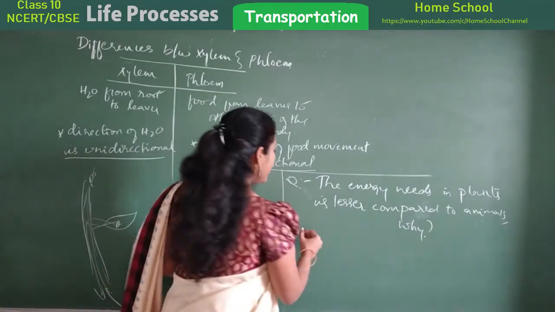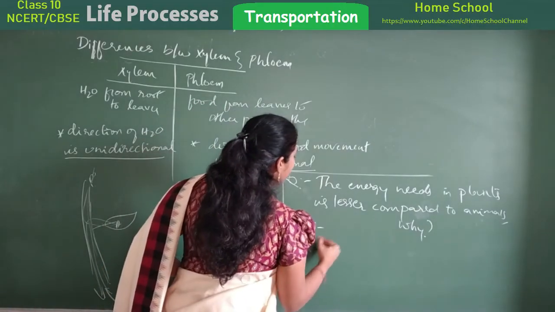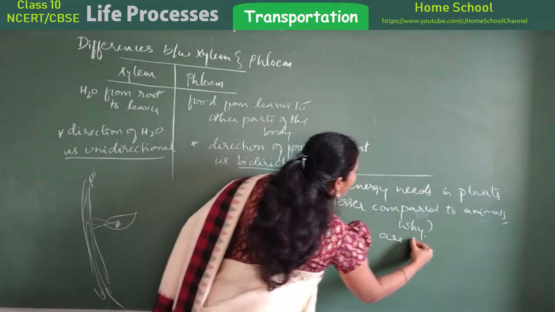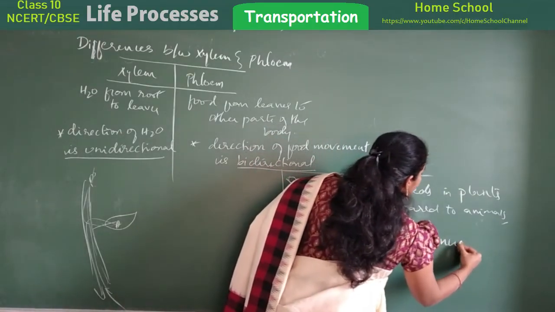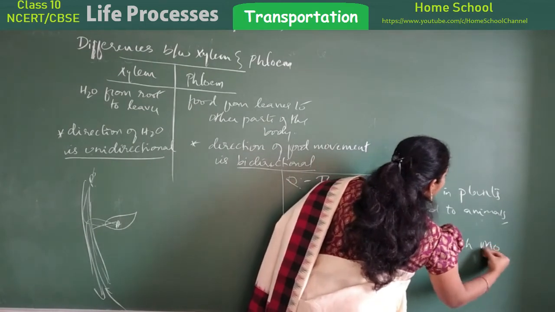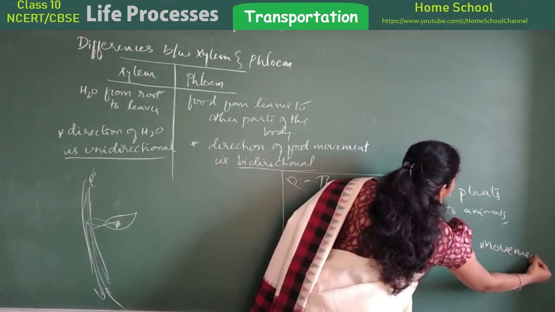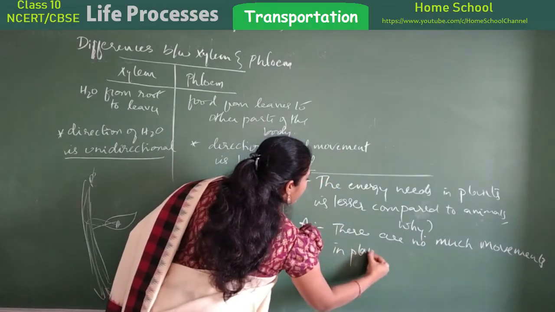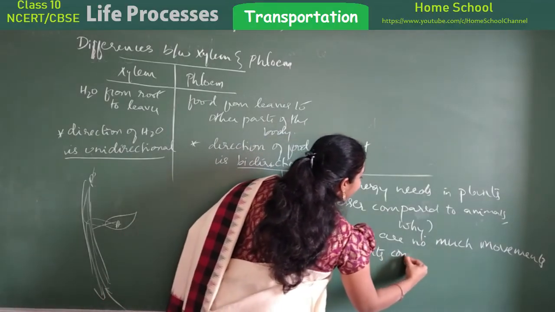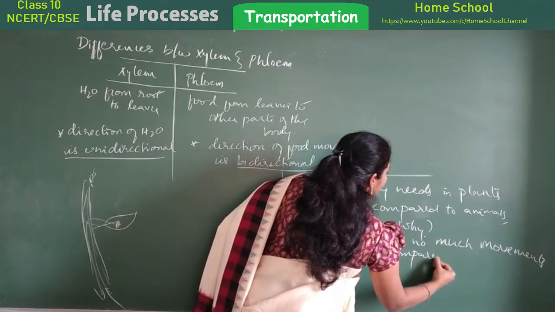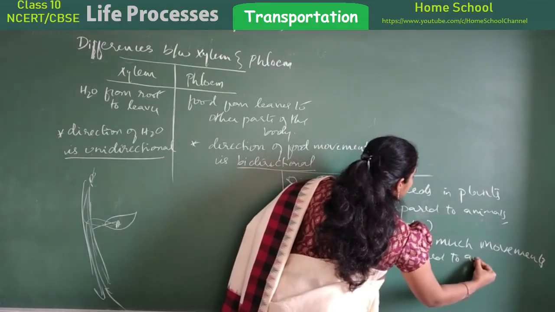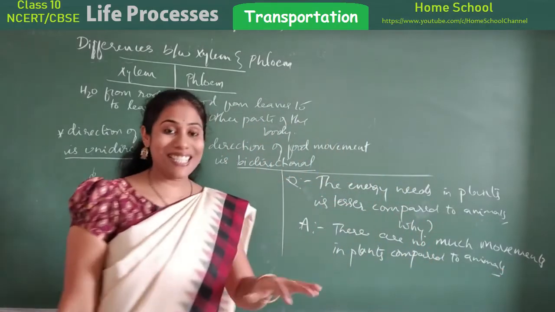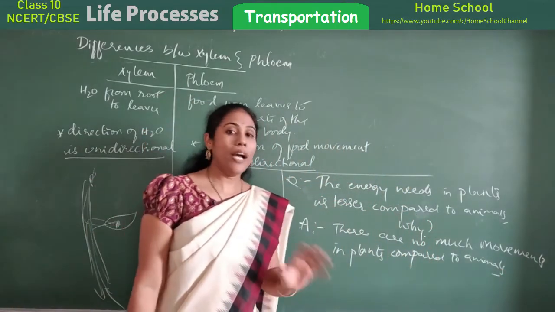So what is the answer you will give here? There are not many movements in plants compared to animals. So that's the reason plants need lesser energy compared to animals.